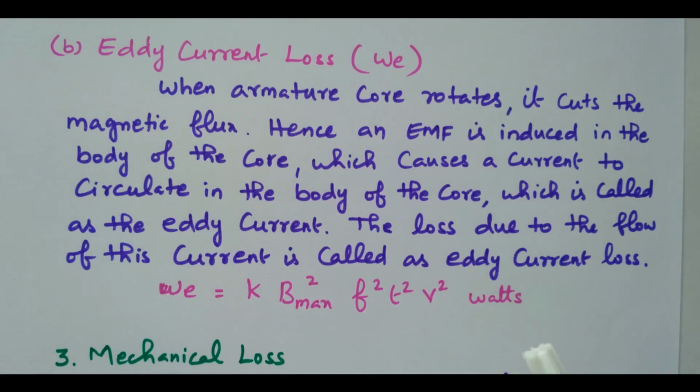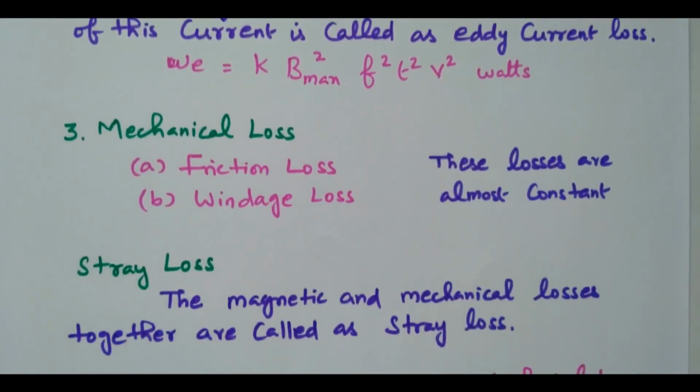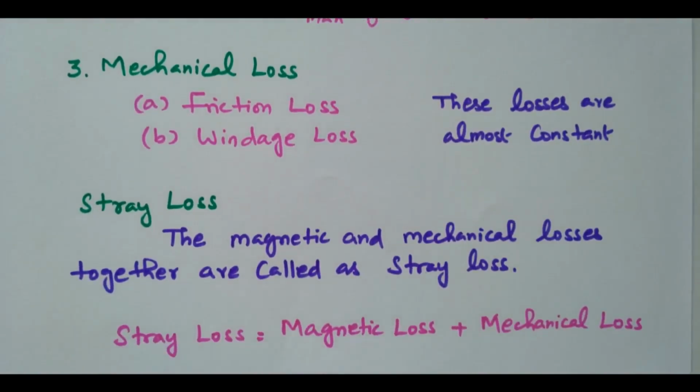So, these two losses are due to magnetic reversal as well as the EMF induced in the core. Now, we will go to the third type, mechanical loss. Due to friction and windage, some losses will occur; that is called mechanical loss. Friction means friction, and windage is nothing but the force between the rotor and air. This is called mechanical loss.